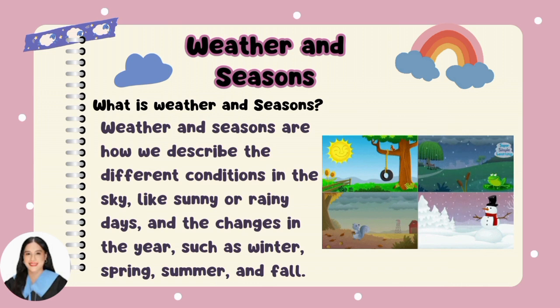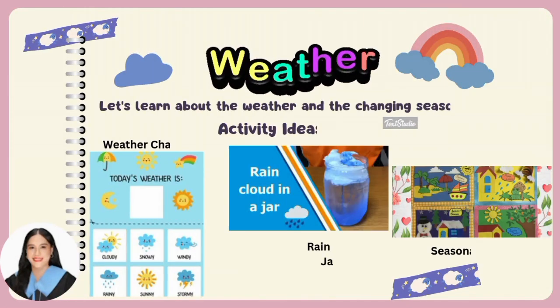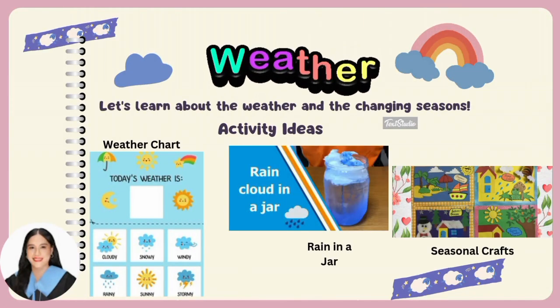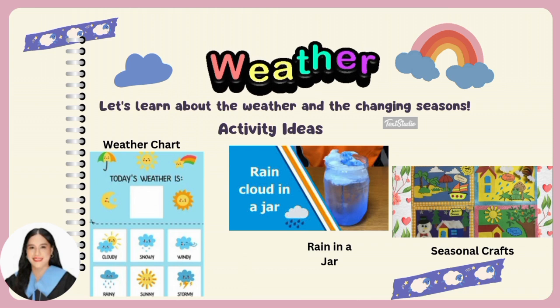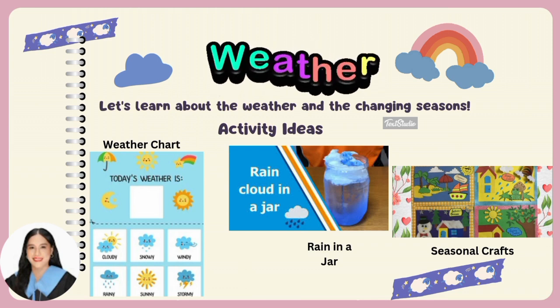Weather and seasons. So, what is weather and season? So, weather and seasons are how we describe different conditions in the sky, like sunny or rainy days, and the changes in the year, such as winter, spring, summer, and fall. All right, let's learn about the weather and the changing seasons. So let's have the activity first.